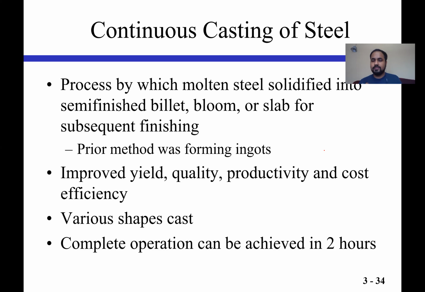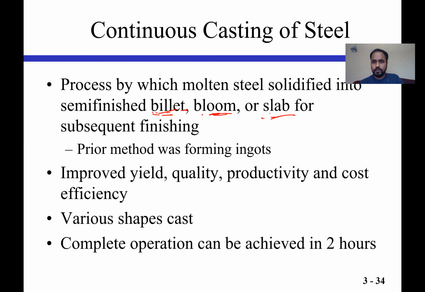For continuous casting, the starting material is a killed steel. That means you have added aluminum and silicon. And when you do this, you can either form billets, blooms, or slabs. These are different names based on the dimension of the steel that you're producing.